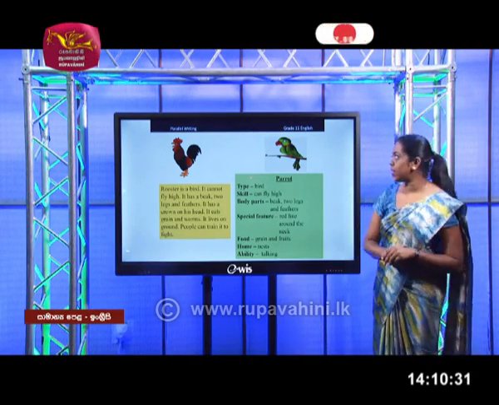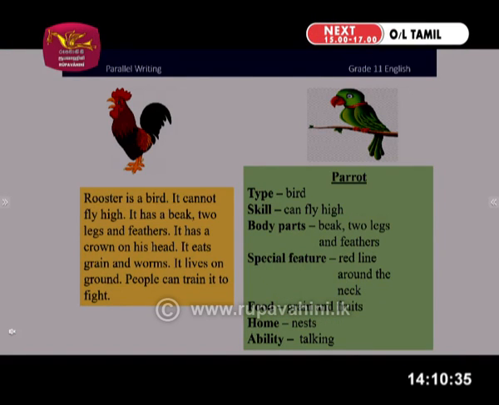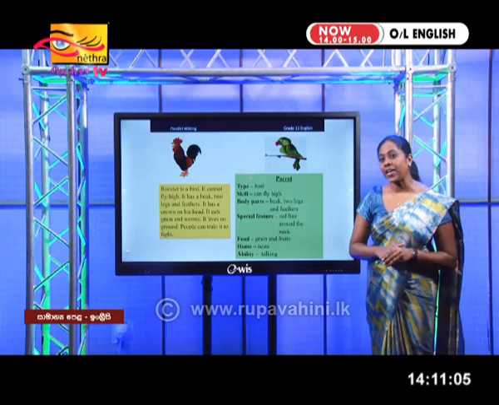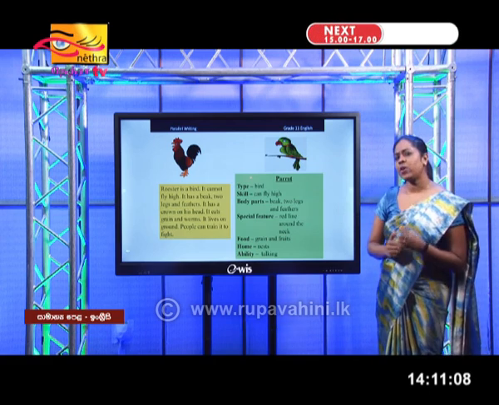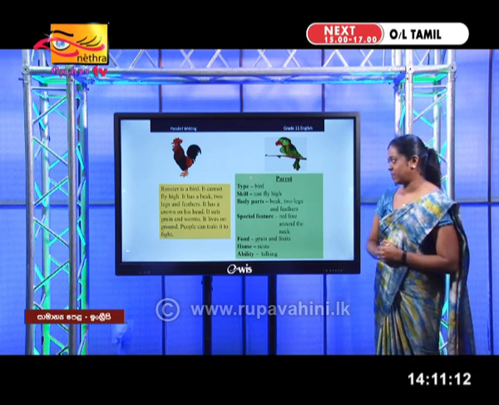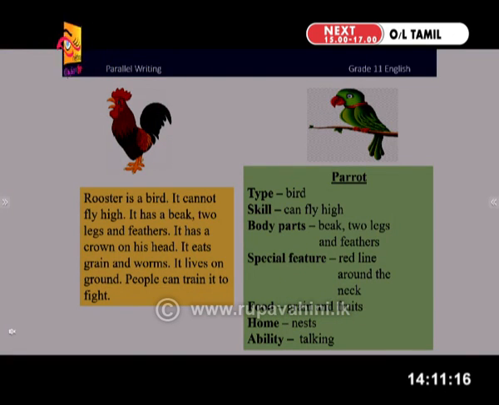What do you see here? It's a parrot. We can simply see the paragraph which I have already written. Follow the same structure. Replacing certain words, you are going to write about the parrot. We have the information here. Type: bird. Skill: can fly high. Body parts: beak, 2 legs and feathers. Special feature: red line around the neck. Food: grain and fruits. Home: nests. Ability: talking. You know that parrots can be trained to imitate our words. Right, I'll give you a few minutes. Try it on your own, please. Follow the structure and replace the words which you think should be replaced.